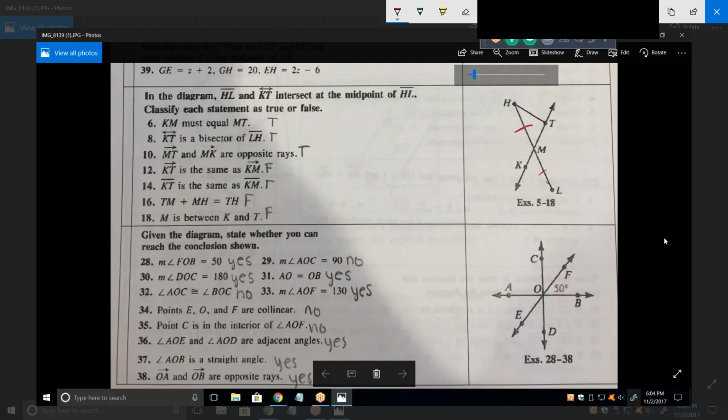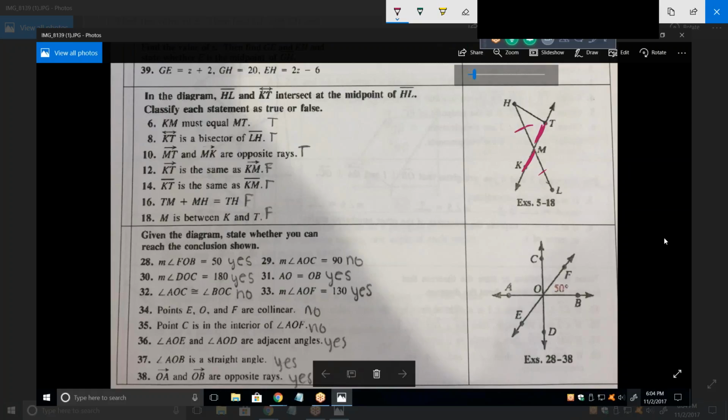KM must equal MT. Well, it didn't say that it bisected KT. It said that KT bisected HL. So in other words, you can have one line bisect another and the other line doesn't bisect this one. This does not have to be the same distance as that.